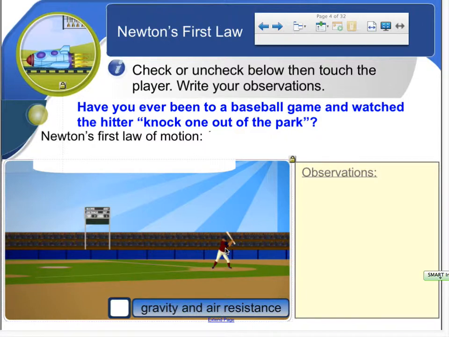So with that being said, what is Newton's first law? Kristen, help us out. An object at rest will stay at rest until an outside force acts upon it. That's one part. Based on what we saw here, what's the other part? Aisha.